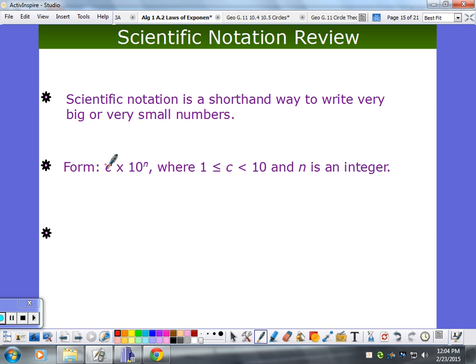So here's how it works. You have something times 10 to a power. Now this thing, we call it a coefficient. This number has to be between 1 and 10. Now it can be 1, but it can't be 10. That's what this notation means. This number, C, is bigger than or equal to 1, but less than 10. And n is an integer, which means what?